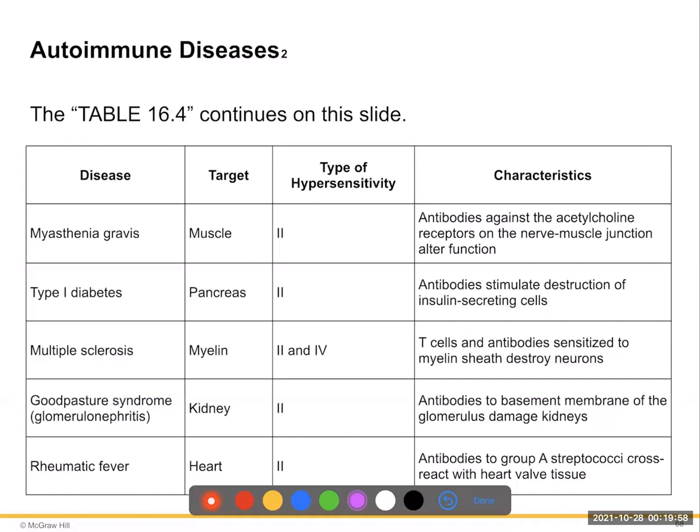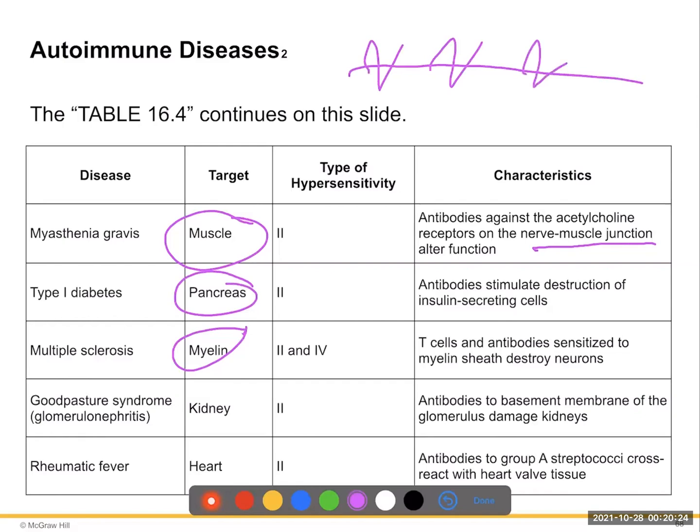Myasthenia gravis. This targets your muscles. It targets the ACh receptors of the neuromuscular junction, so the nerve can't transmit the information. Type 1 diabetes is the pancreas. It attacks the pancreas. Multiple sclerosis attacks the myelin. Remember, myelin coats your nerve. This impulse travels down along the nerves. If it's myelinated, the impulse jumps from node to node. That allows a much faster transmission, about 100,000 times faster with myelin than unmyelinated. So multiple sclerosis breaks down the myelin, resulting in loss of muscle control.